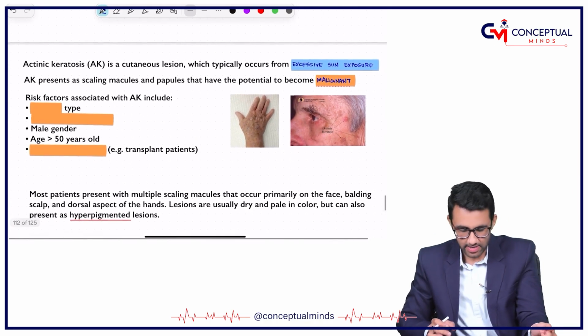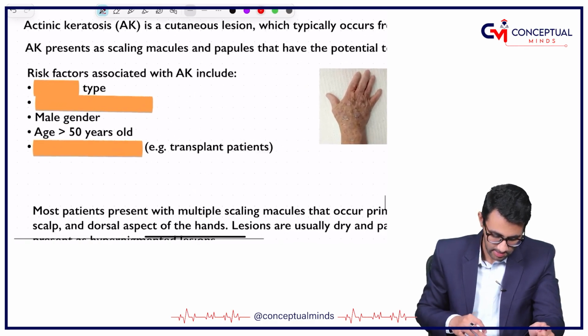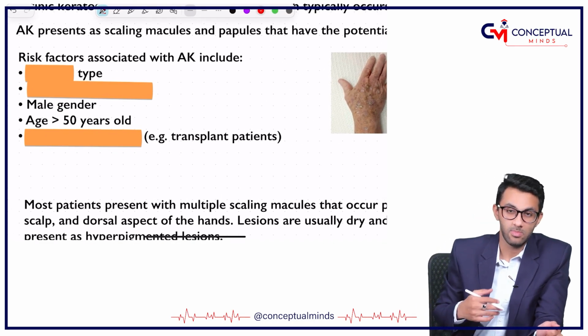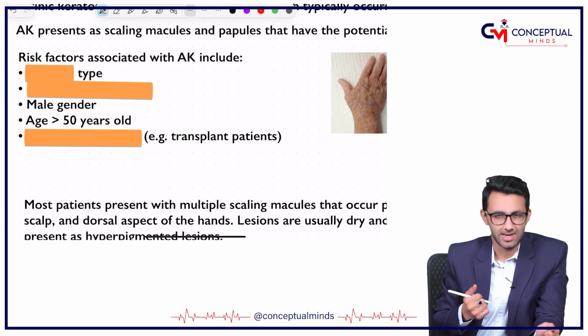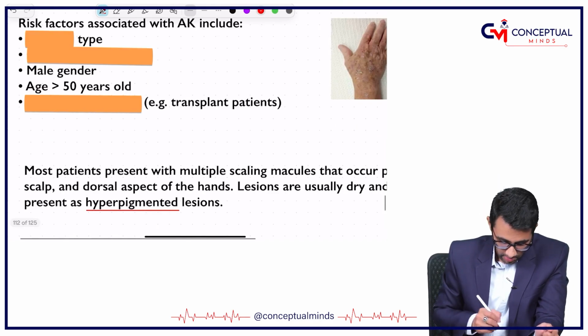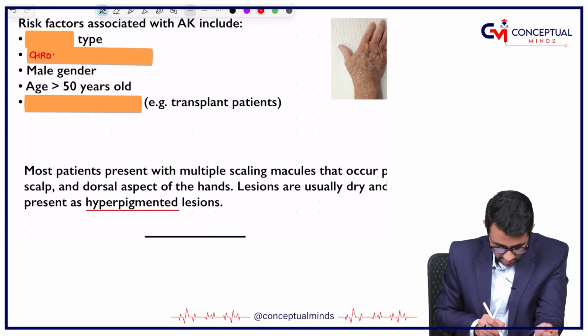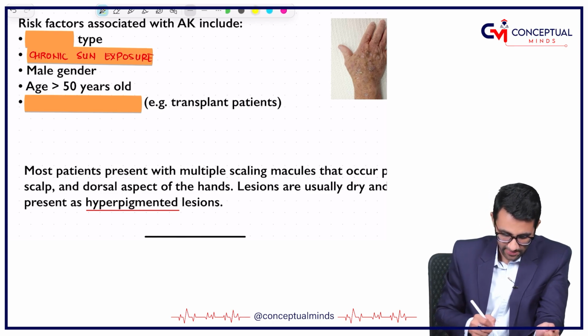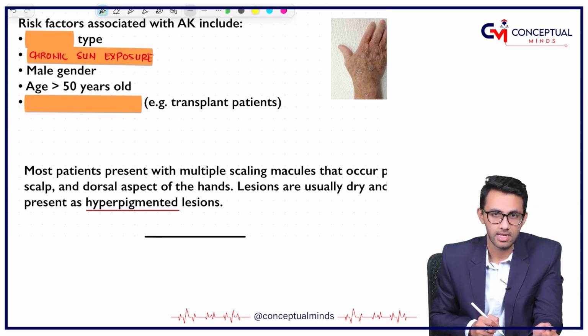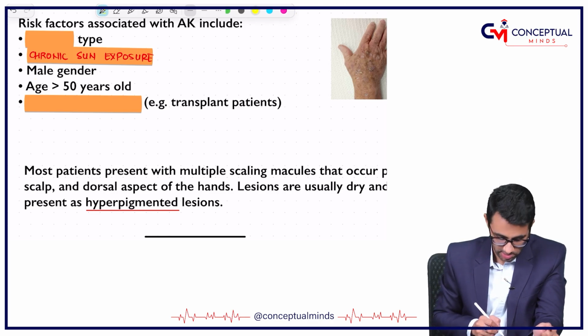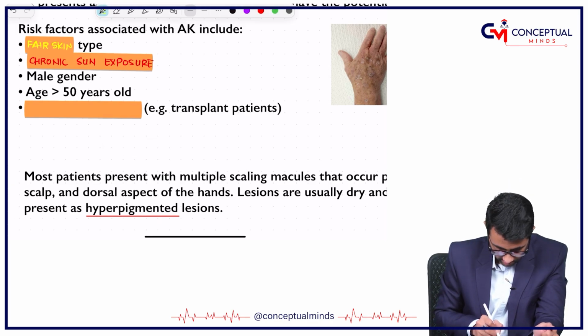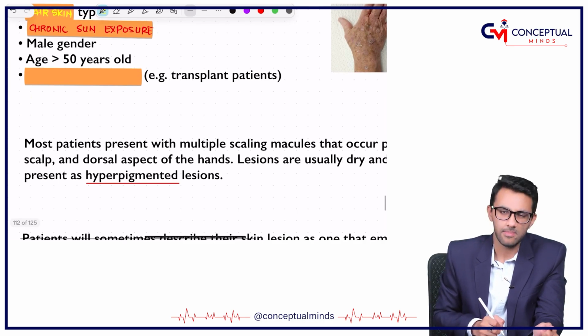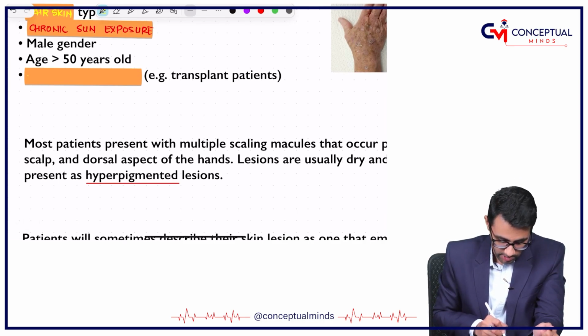What are the risk factors? Anybody could guess. I don't think you need to think too much about the risk factors, because chronic sun exposure is the risk factor, the one which we just discussed. So chronic sun exposure is one of the reasons. Having a fair skin type is another risk factor for actinic keratosis. And being immunocompromised also predisposes to this condition.